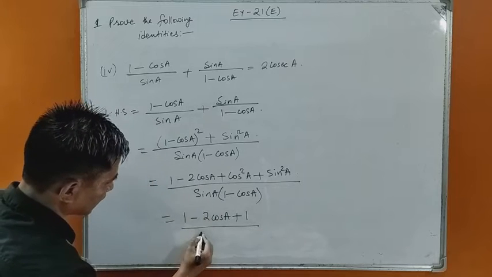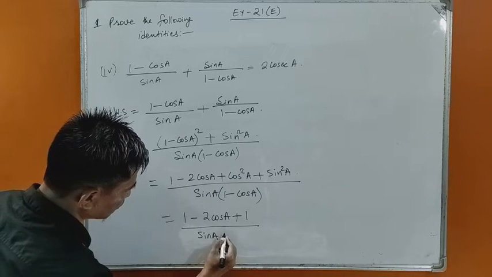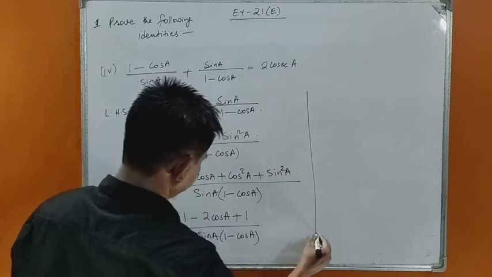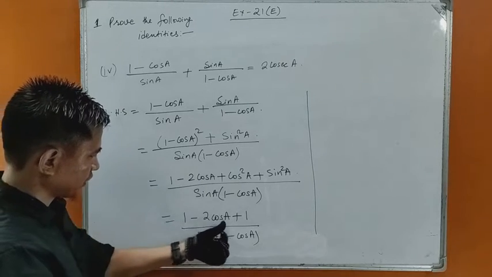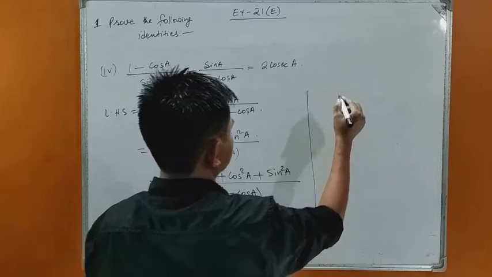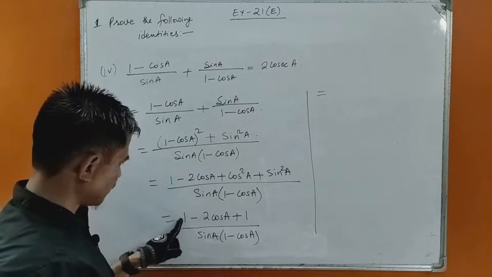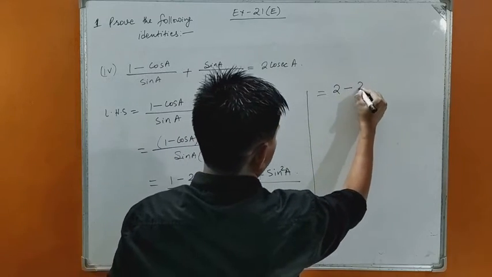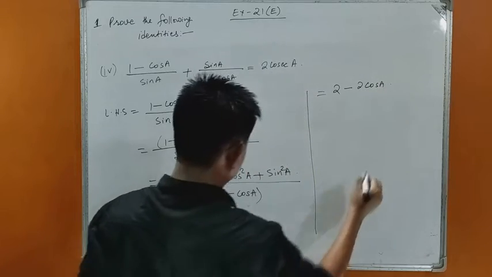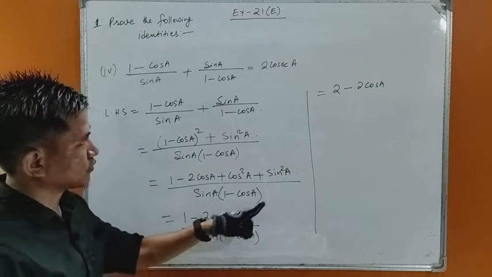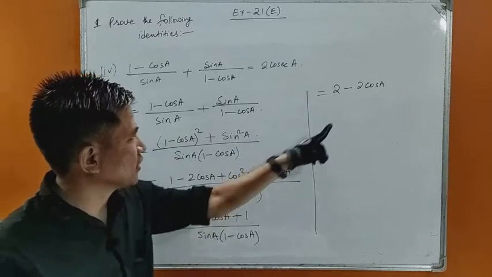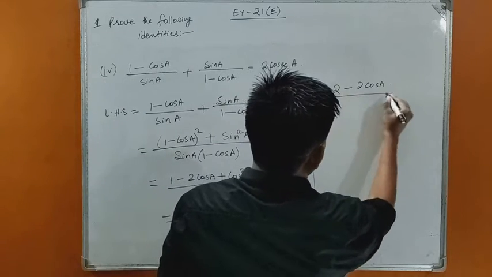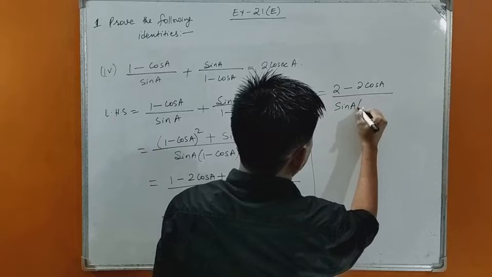In the denominator we have sin A into 1 minus cos A. So this plus 1 and plus 1 is plus 2, isn't it? Plus 2 minus 2 cos A. Are you getting me? This plus 1 and this plus 1 is plus 2 minus 2 cos A. In the denominator we have sin A into 1 minus cos A.